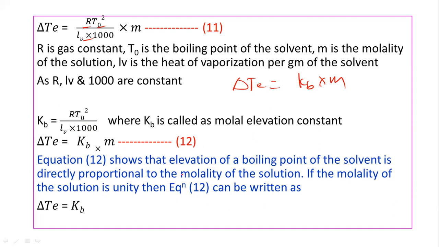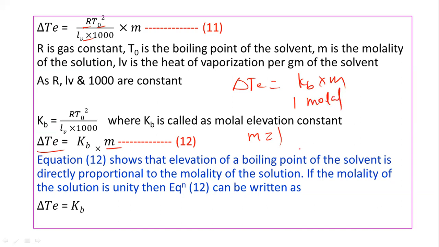Now this equation 12 shows that the elevation in boiling point of a solvent is directly proportional to the molality of the solution, because Kb is constant here. Now suppose that the molality of the solution is unity, m equal to 1, that means the solution is a 1 molar solution.